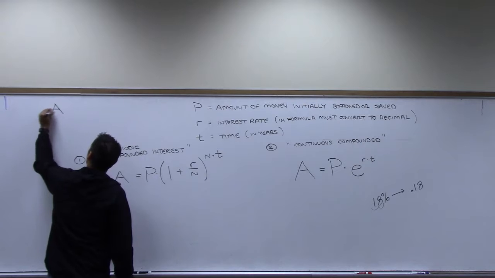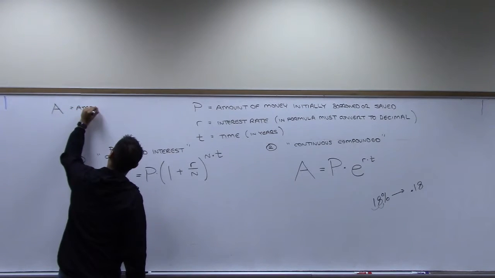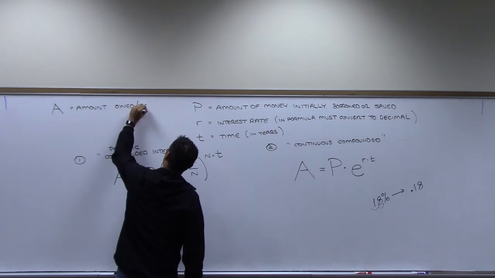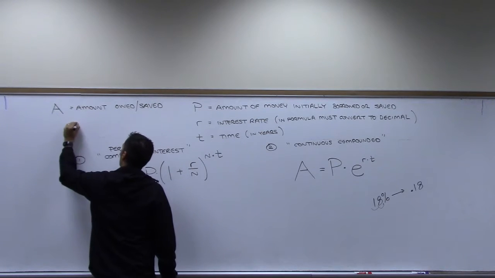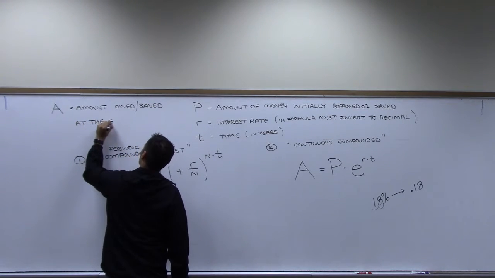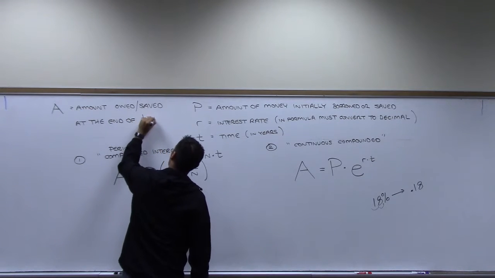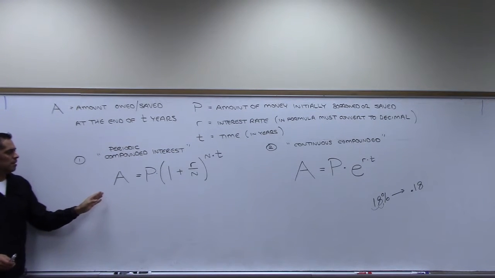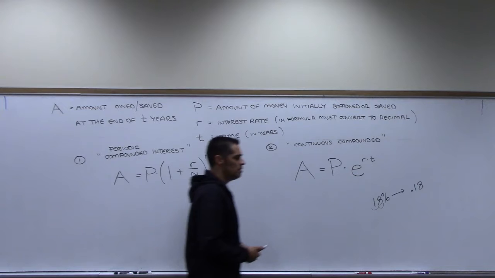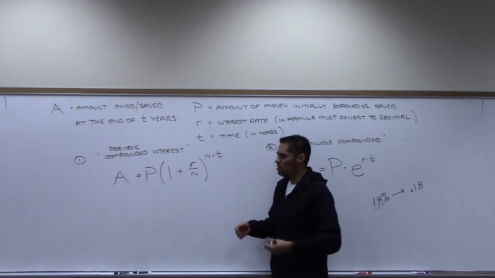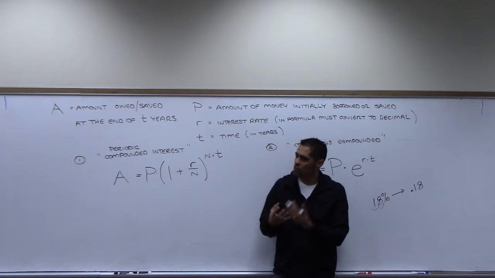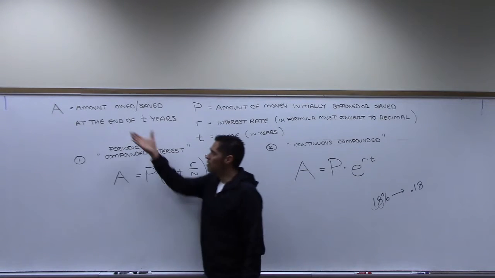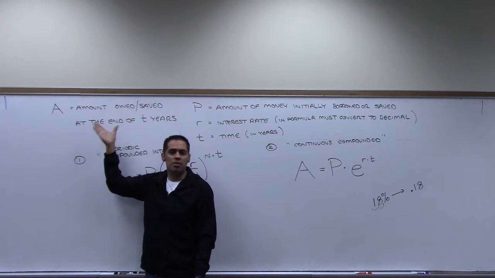Okay, A is the amount owed or saved at the end of T years. So the left side of this equation is like the output. It's going to tell you, hey, if you borrow a certain amount of money at a certain interest rate for a certain amount of time, this formula will compute how much at the end you're going to wind up paying back, how much you're going to owe total.